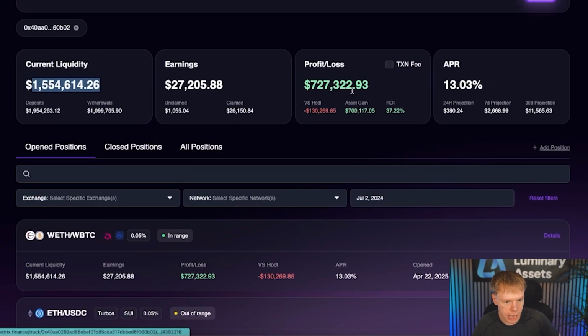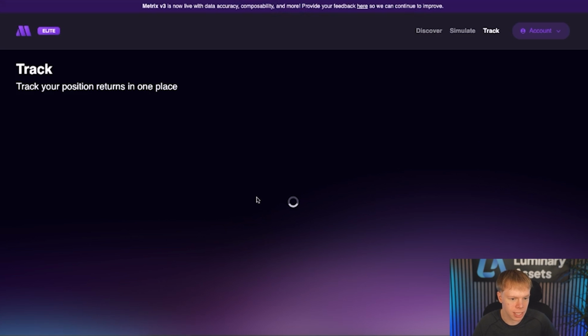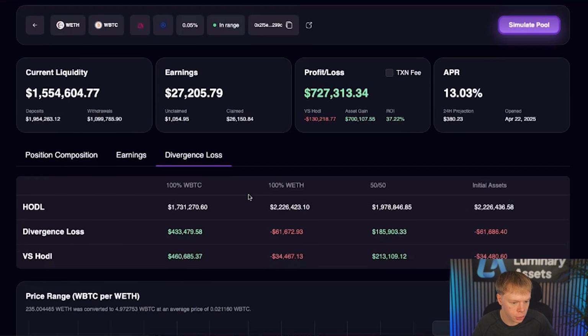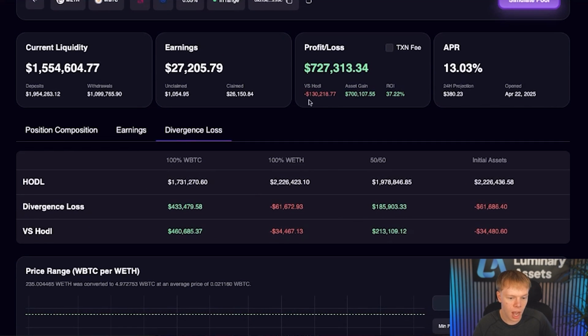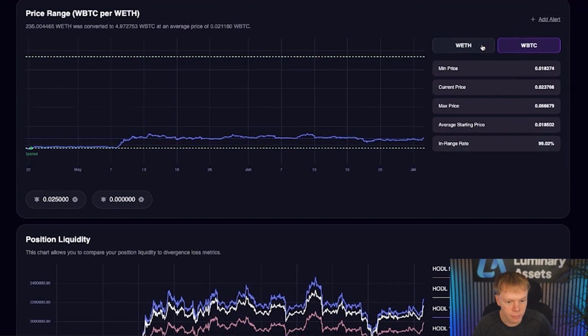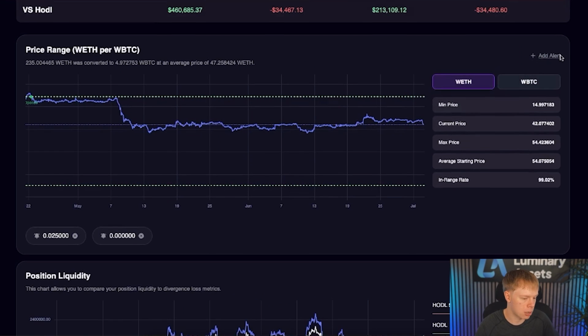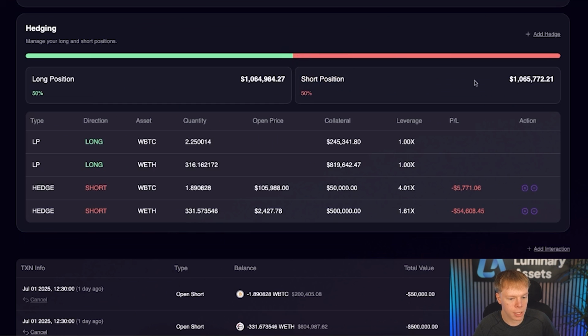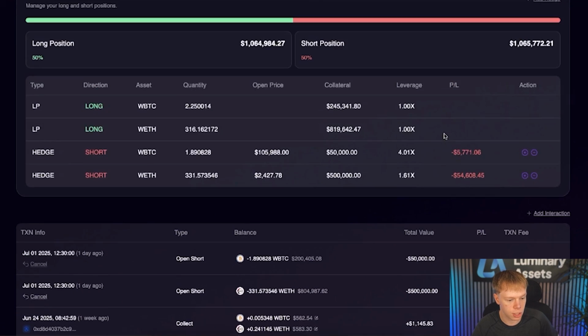But we'll see aggregate data at the very top of just all of the positions. And then if we want to, we can dive a little bit deeper and see more in-depth analytics like the divergence loss across multiple metrics, profit versus HODL. We can look at the price range and how close we are to going out of it. We can add alerts so that way we get notified at our email whenever we're about to go out of range. And we can add hedges to this position if we wish to do so as well.